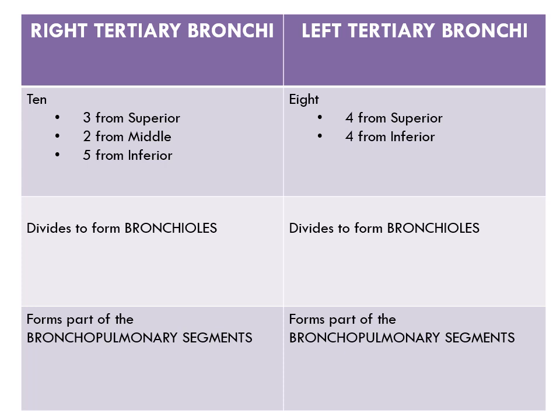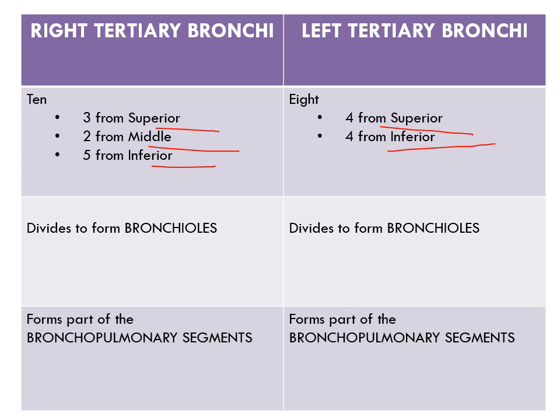Now, just to recap each of the different aspects of the tertiary bronchus, distinguishing the right from the left. On the right side, we have a total of 10 tertiary bronchus divided into 3 from the superior secondary bronchus, 2 from the middle secondary bronchus, and then 5 from the inferior secondary bronchus. On the left side, we have a total of 8 left tertiary bronchi, divided equally amongst the superior and inferior secondary bronchi. So 4 come from the superior secondary bronchus, then the remaining 4 come from the inferior secondary bronchus.